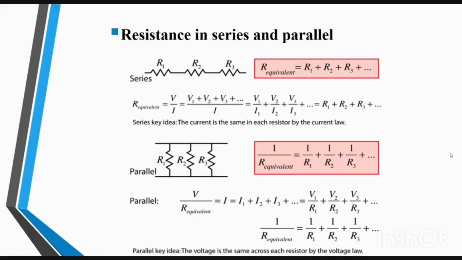Resistance in series and parallel. Let the resistances R1, R2, R3 be connected in series. Then the equivalent resistance R equivalent will be equal to R1 plus R2 plus R3 plus etc. Similarly, if the resistances R1, R2, R3, etc. are connected in parallel, then the equivalent resistance 1 by R equivalent will be equal to 1 by R1 plus 1 by R2 plus 1 by R3 plus etc.